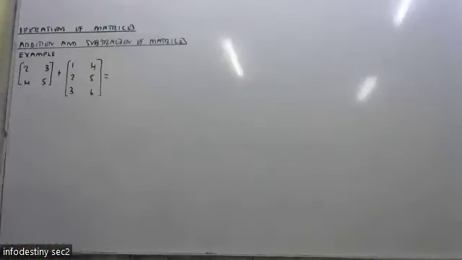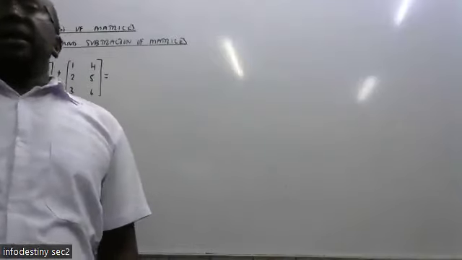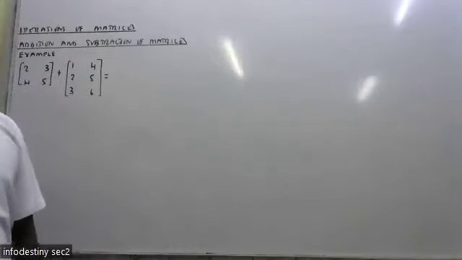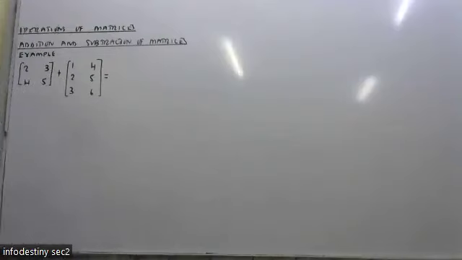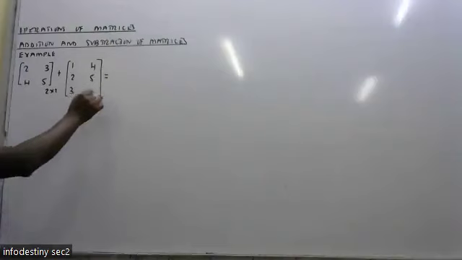So I've told you that when you are operating matrices, the very first thing is to identify the order of the matrices involved. So this one is a 2 by what? So naandika hivyo, the 2 by 2. And this one is a 3 by 2.